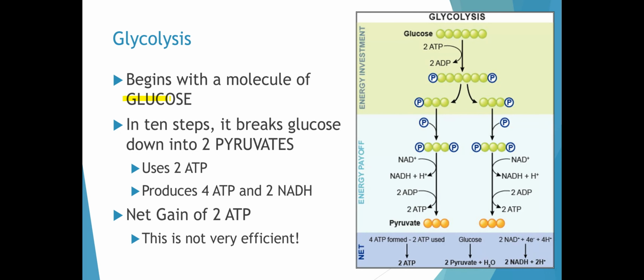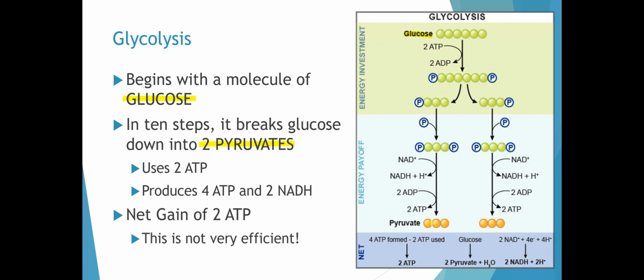What you need to really understand is that we start with the glucose. Okay, so here's my starting point. Now, I want you to notice that glucose is a 6-carbon sugar. Remember, it's C6H12O6. So here I have my 6-carbon glucose. And in this series of 10 steps, the glucose is broken down into 2 pyruvates.